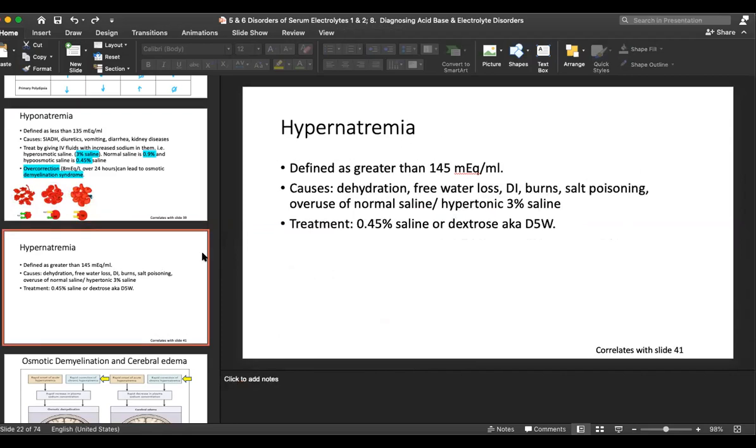Okay. Hypernatremia is over 145, and causes could be dehydration, free water loss, diabetes insipidus, burns, salt poisoning, and too much normal saline or hypertonic saline, because like I said, 154 for normal saline. So treatment is going to be half normal saline, like you might hear it called, and that's just 0.45%, or D5 water, which is dextrose.